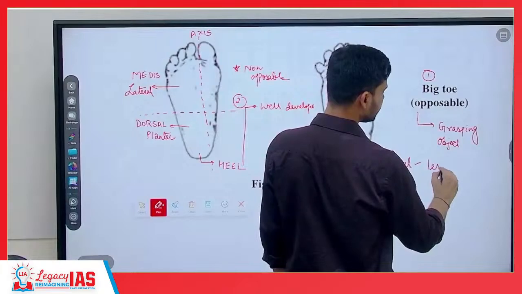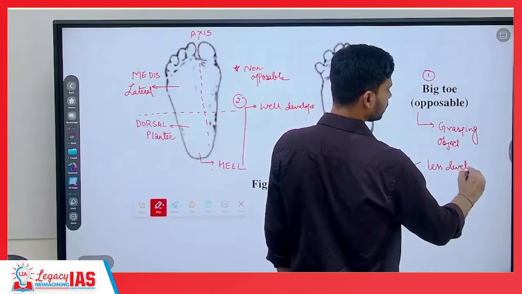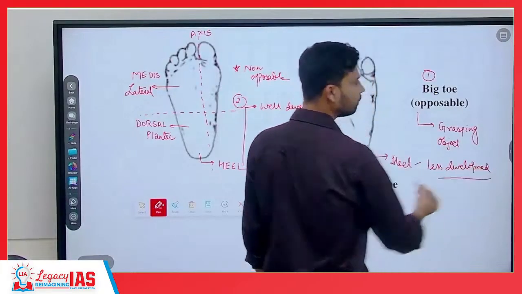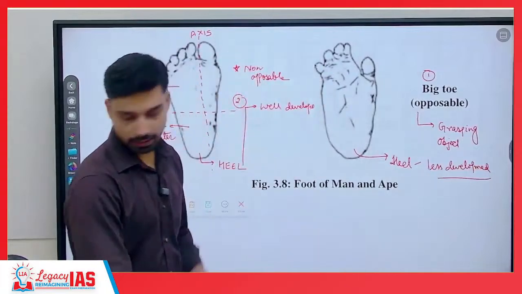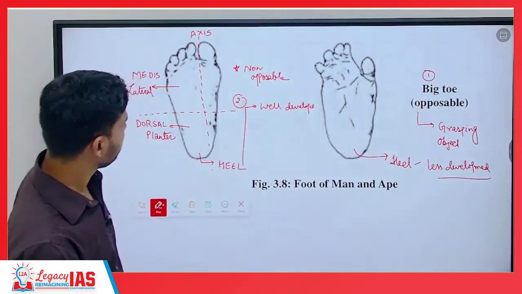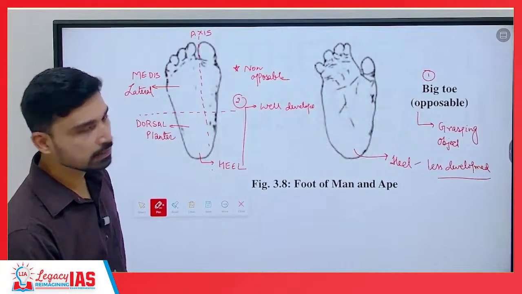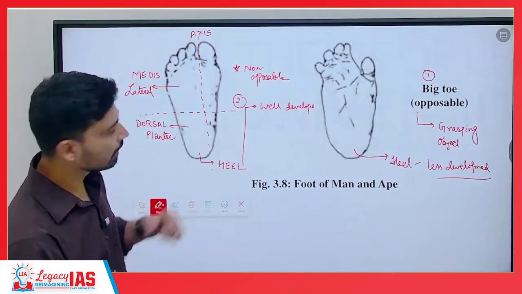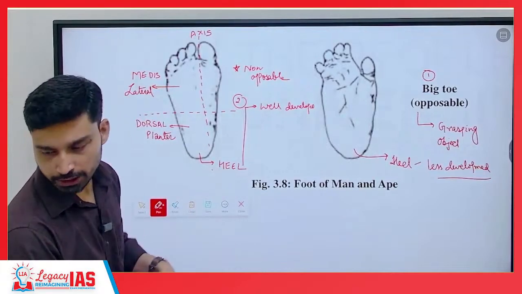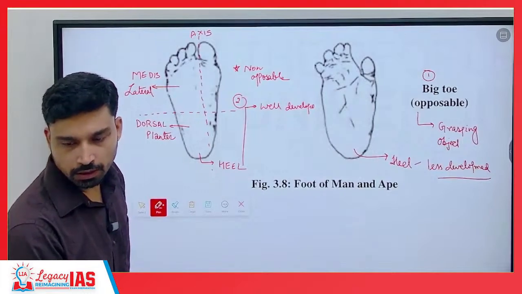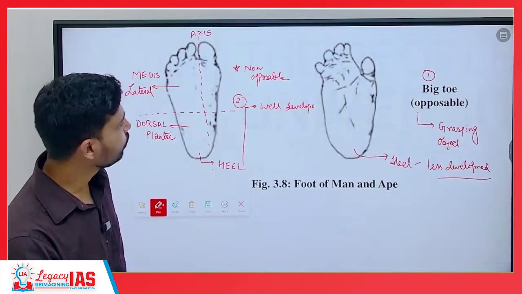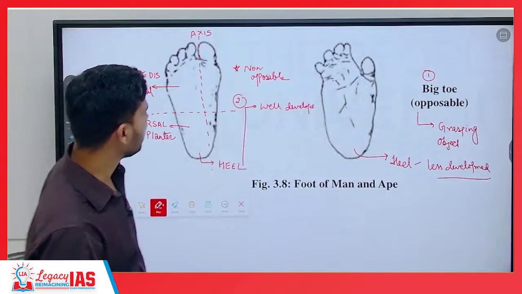The second difference is in the heels of the foot. In man, heels are very well developed, and a proper demarcation is there. In the apes, heels are less developed. The heel is largely a muscle area, so heel muscles are well developed in humans and less developed in the apes.